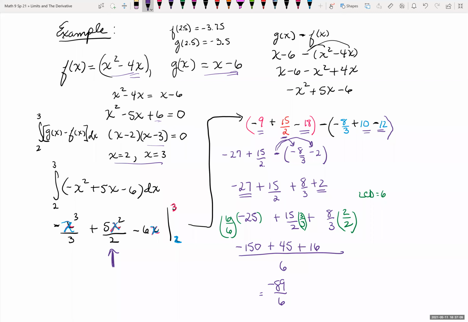Okay, so the error is right in here. When we plug in 3, we get 3 squared is 9. 9 times 5 is 45 all over 2. And so this right here, I had 15/2. So 45/2.